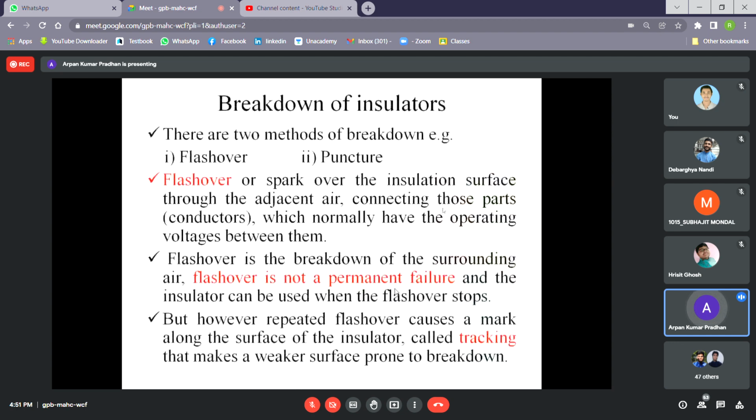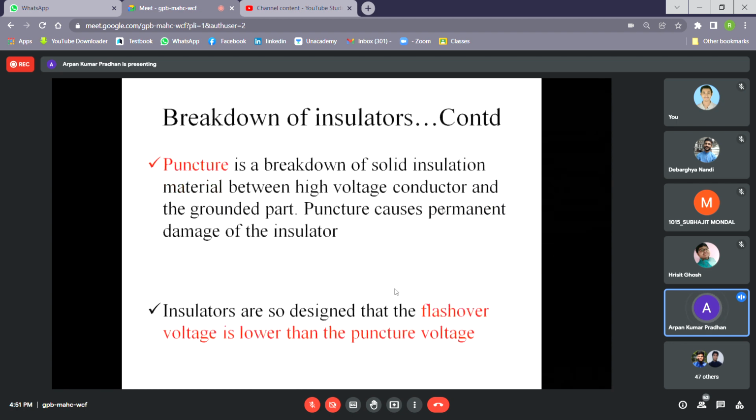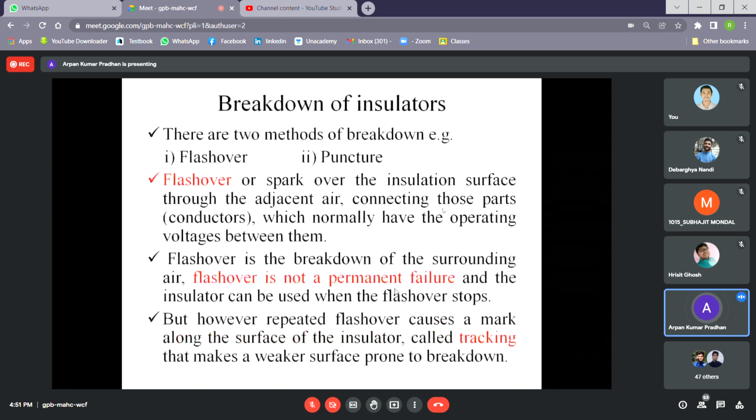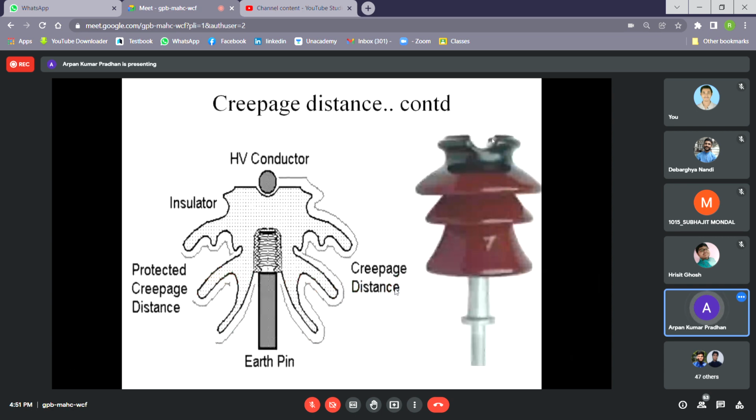Now this is the flashover voltage. Now another one is the puncture. Puncture is the breakdown through the internal part of the insulator. That means if you consider the insulator, here the high voltage lines are there, here is the earth pin. If the breakdown occurs through the internal part of that insulator, then you can say puncture has occurred in the case of insulators.